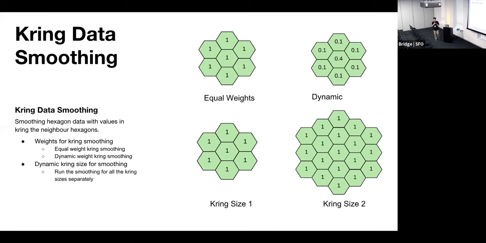Actually, the solution is very brute force. Because the Hexagon convolution is so fast, we just run all the keyring smoothing in parallel together, and then we just put the data together. Next time we will show you how fast the Hexagon convolution is.